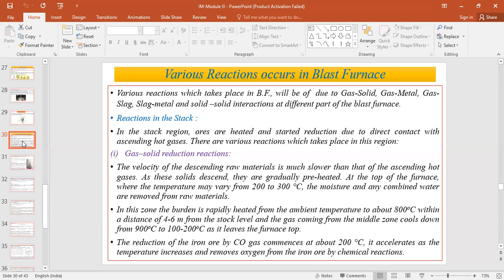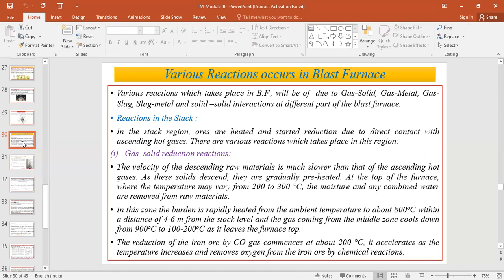At the bottom part of the blast furnace, in front of the tuyeres, combustion of the coke takes place, and that leads to formation of carbon dioxide gas. But the carbon dioxide is not stable at that high temperature, so it will readily react with carbon again and form carbon monoxide gas. This carbon monoxide gas is formed in front of the tuyeres. It will travel up and interact with the metal material at the stack part of the blast furnace. So there will always be a gas solid interaction.